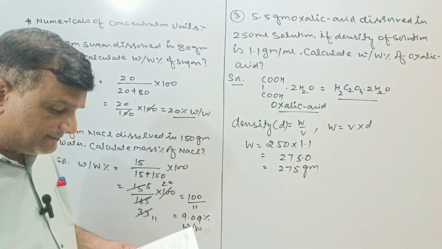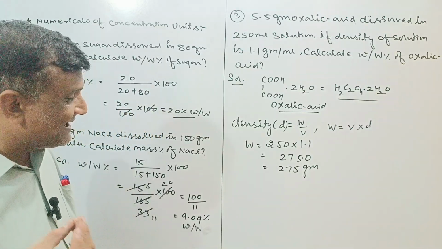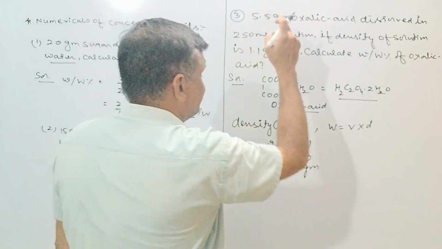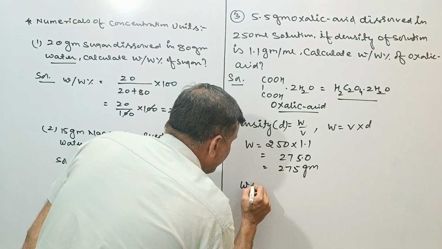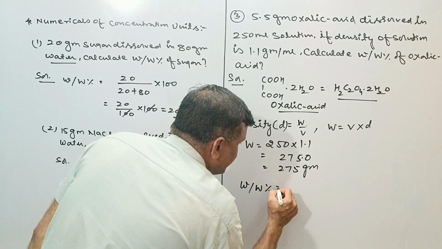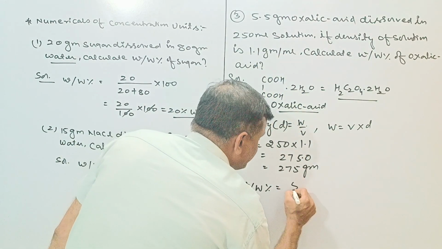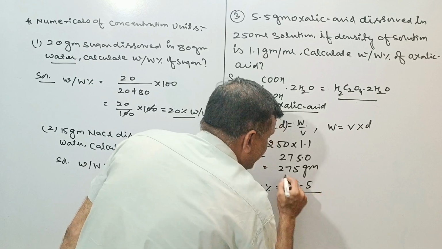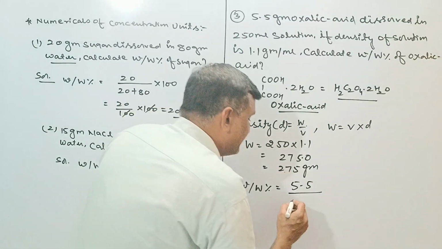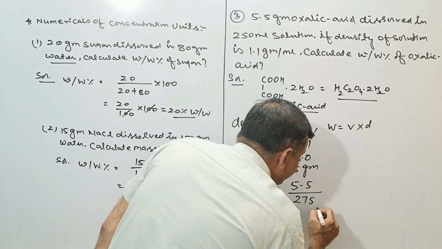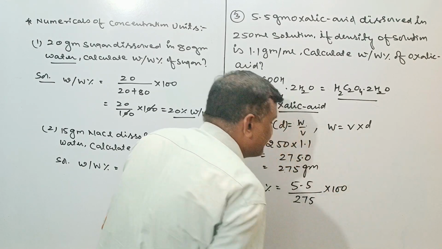If we go further, then what is the right answer? Here we are taking just 5 grams. So small w by capital W, the mass percentage, is equal to the mass of solute, 5, upon the total mass of solution. This is the mass of solution, so it will be 5 upon 275 into 100.